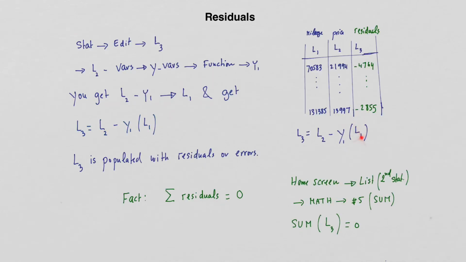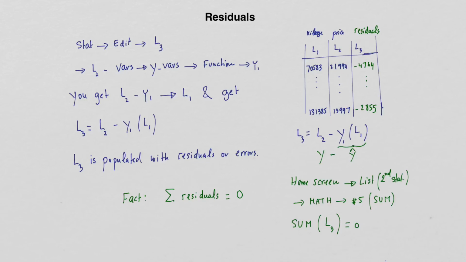When you enter the X values under L1, isn't that what it means? Pause the video and think about what I wrote: Y minus Y hat. Y is easy. It's just L2, the observed values.